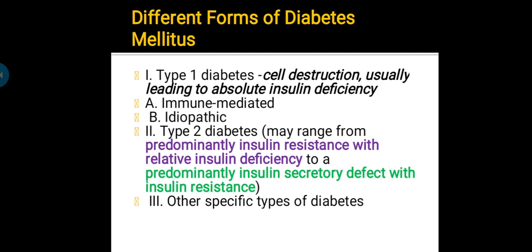It can be another specific type of diabetes, which I shall discuss later, including different diseases of the pancreas, different drugs that can cause diabetes, and gestational diabetes mellitus. So these are the four major forms of diabetes mellitus. First one is type 1, which is a secretory defect. Type 2 is mainly insulin resistance. Type 3 is specific diabetes, and type 4 is gestational diabetes mellitus, that means diabetes which manifests during pregnancy.